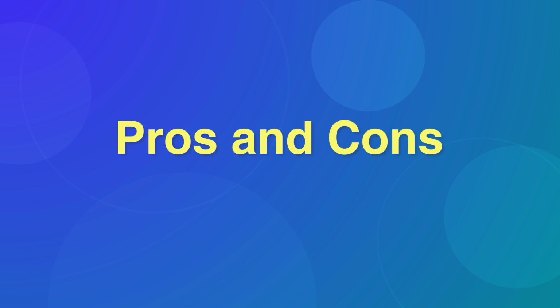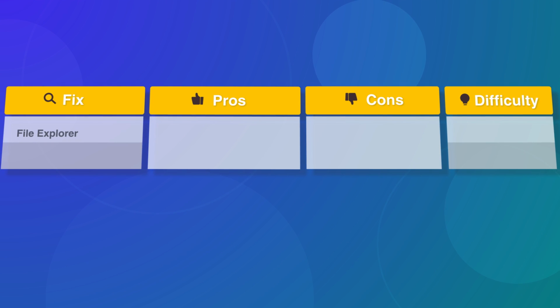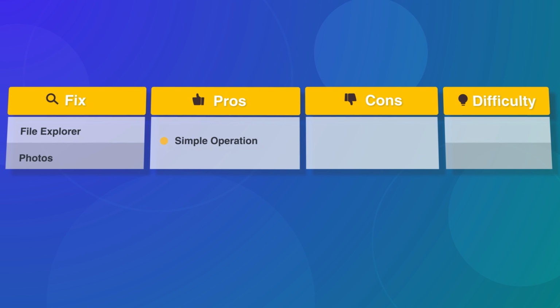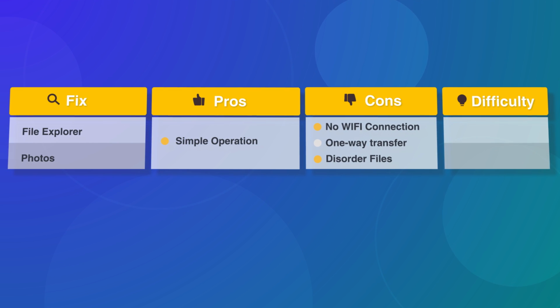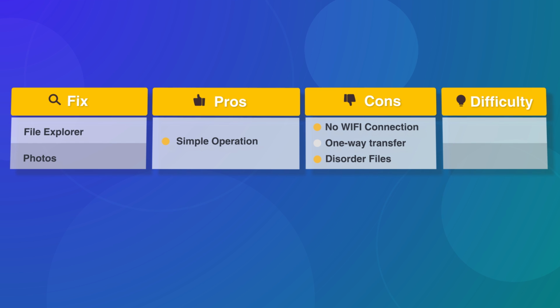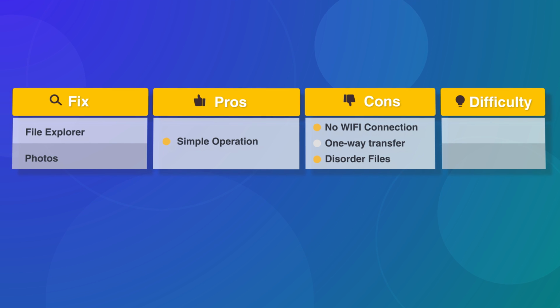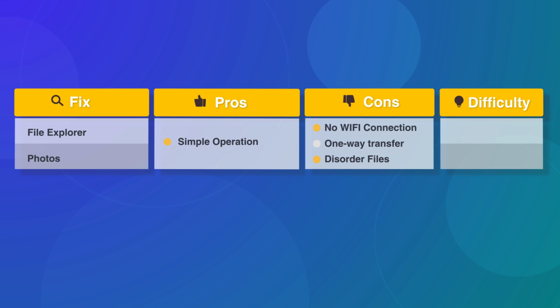Honestly, each of these methods has its pros and cons. With a few steps, the File Explorer and Photos app can directly transfer videos to a computer using only a USB cable. But File Explorer has a one-way transfer limitation, and files get disorganized after transfer. And the Photos app, on the other hand, sometimes fails to display transfer results.